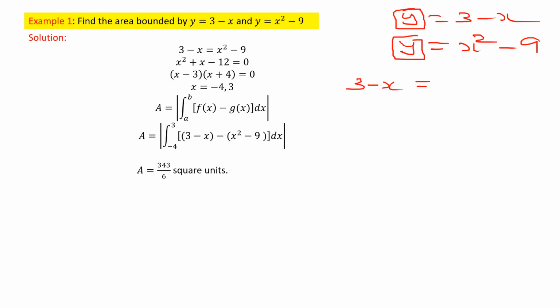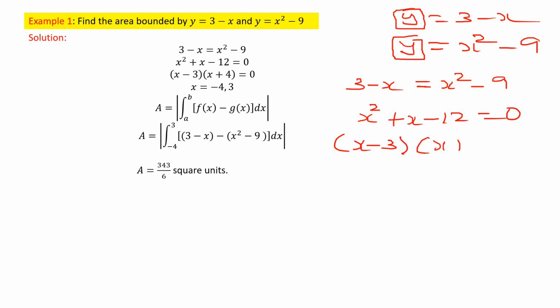So that will be 3 minus x is equal to x power 2 minus 9. By rearranging the terms, we will get x power 2 plus x minus 12 equal to 0. By factoring this, we will get x minus 3, x plus 4 equal to 0. So that means we have x equal to plus 3 and x equal to minus 4. So now we can write the formula.